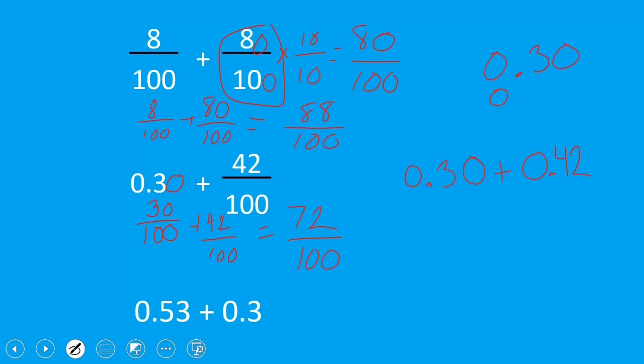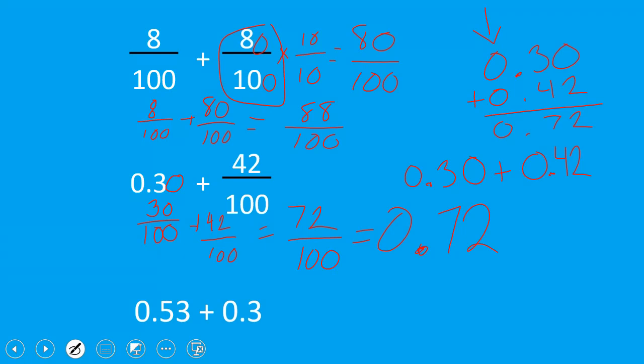Just make sure your decimal points are right under each other, because I'm always telling you guys line up your place values. So I got my ones all lined up. I got my tenths lined up and my hundredths lined up. You got to make sure they're all lined up. And 2 plus 0 is 2, 4 plus 3 is 7, decimal point just stays there, 0 plus 0 is still nothing. So we get the exact same answer. 72 hundredths.